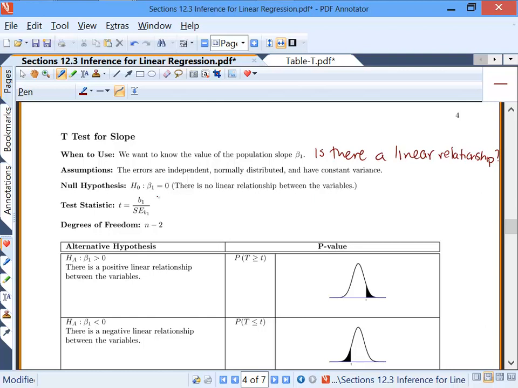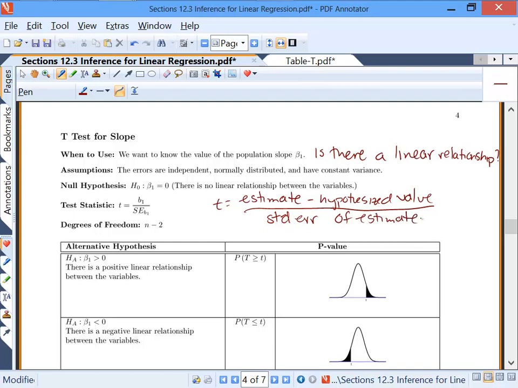Our test statistic is, okay, but remember, what's our form for test statistics? It should be estimate minus hypothesized value over the standard error or standard deviation of your estimate. Okay, so that's the form we use for everything so far.